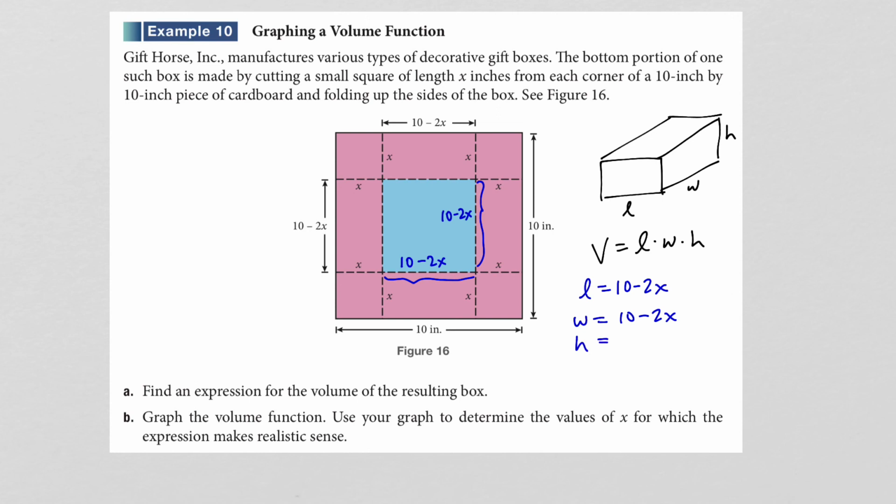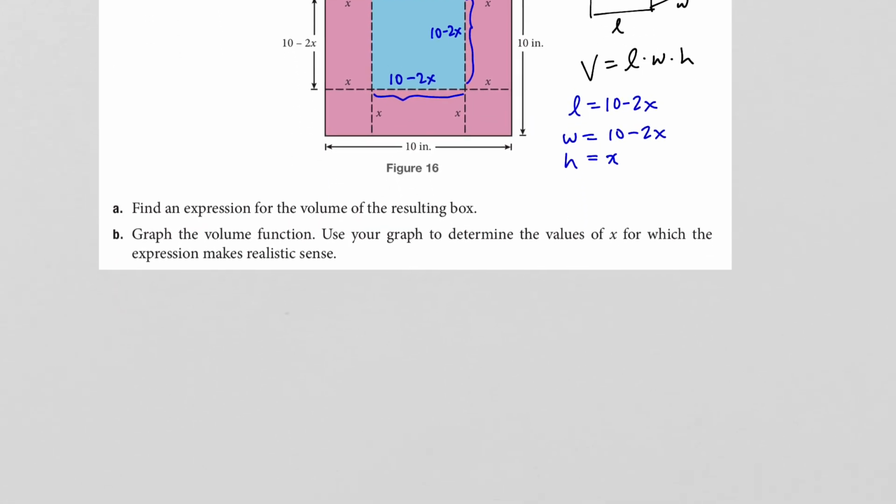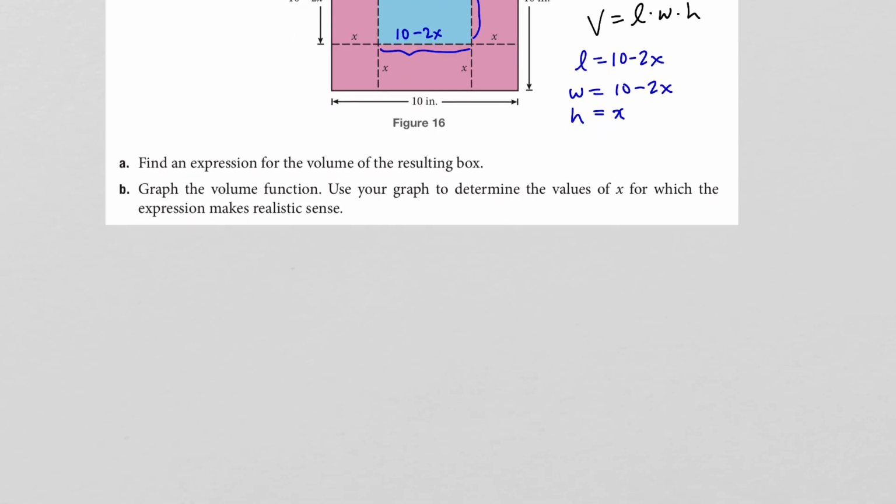Now we just need the height of the box. Well, the height is x because these sides right here get cut out and we fold those up, and that becomes the height of the box. So the height is x. Once we know that, we can get the volume of the box by simply multiplying those together.